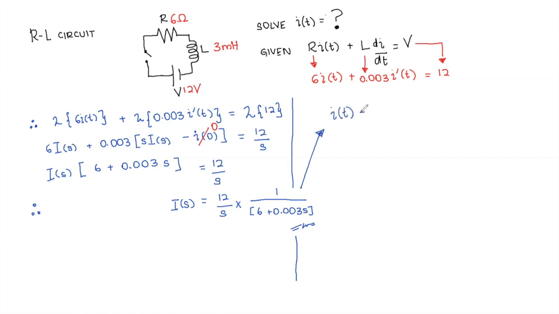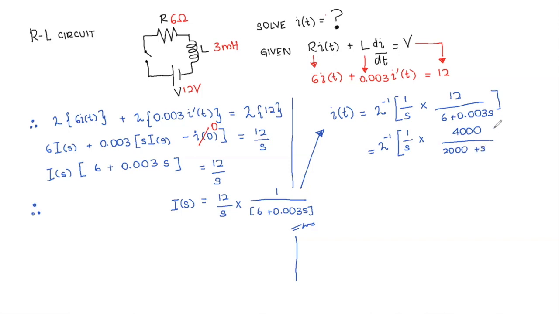So the next step is basically to inverse transform this in order to derive the current in the time domain. Now before that, let's just normalize this into simpler form. So it becomes 1 over s multiplied with, now the whole thing here we divide by 0.003, so we get 4000 divided by 2000 plus s.